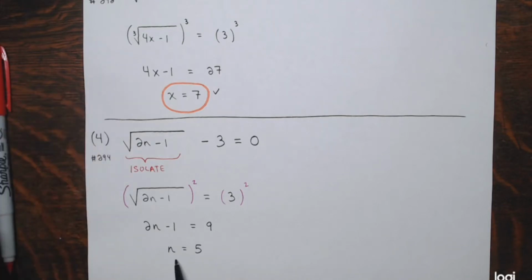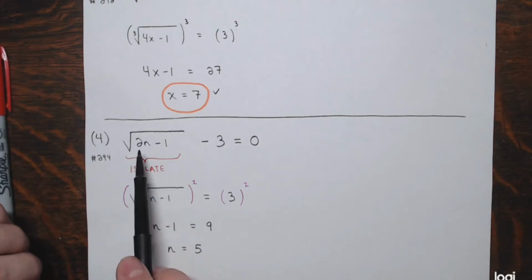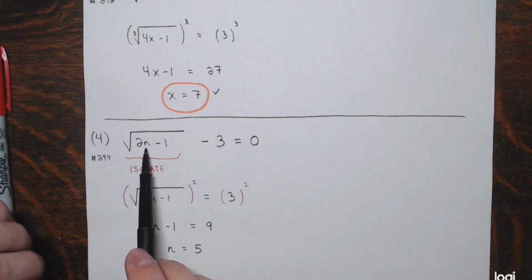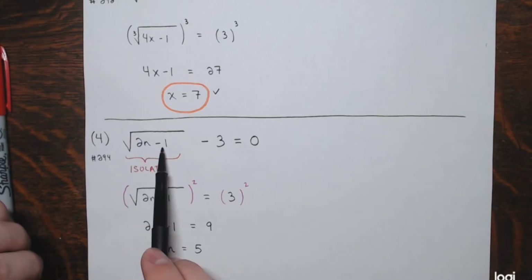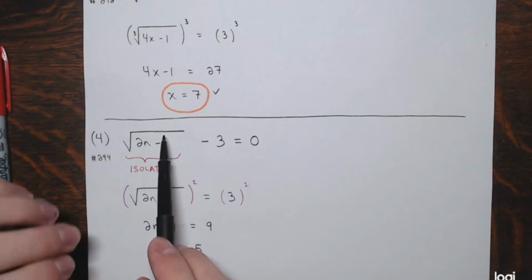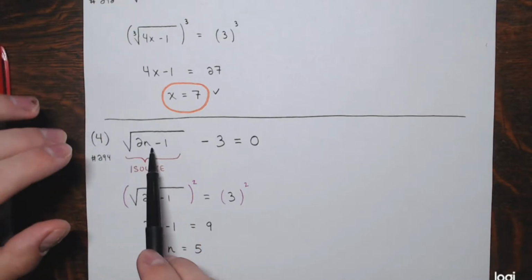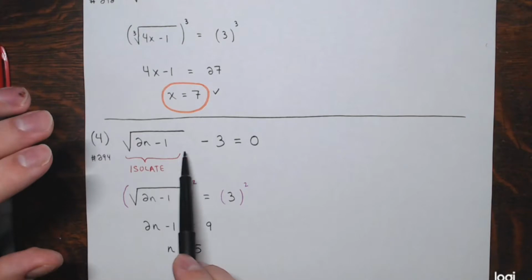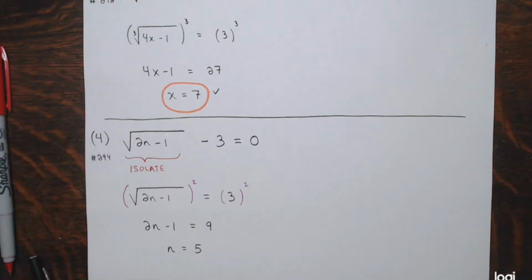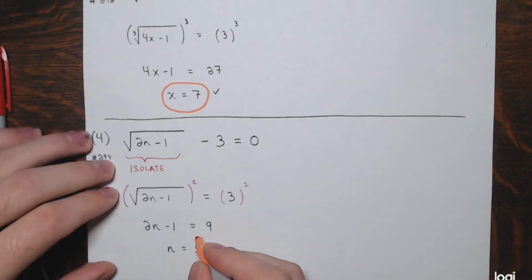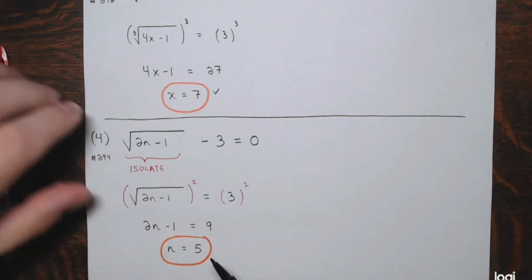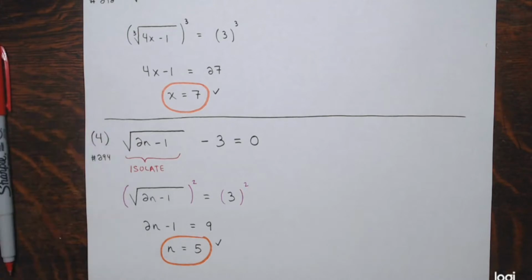Alright, so this is a possible solution, right? n equals 5. Let's check it out. When I put in 5 for n, 2 times 5 is 10, minus 1 is 9. The square root of 9, the non-negative square root of 9, is 3, and 3 minus 3 is indeed 0. You'd have 0 equals 0. This works. Wonderful. And again, don't forget to check. Alright, so the solution's 5.